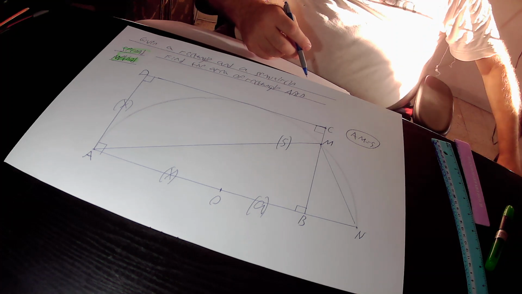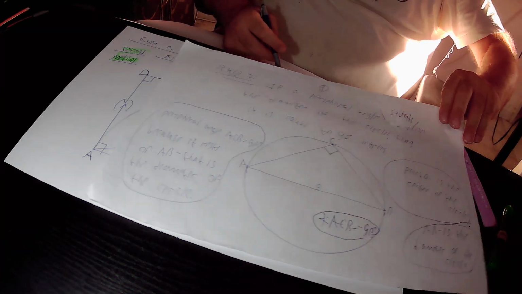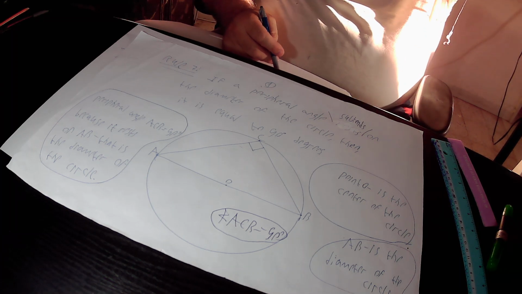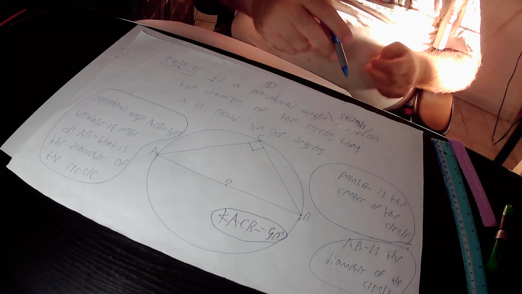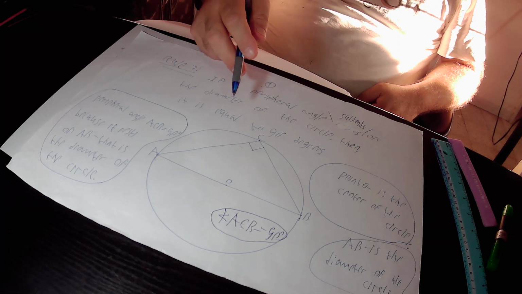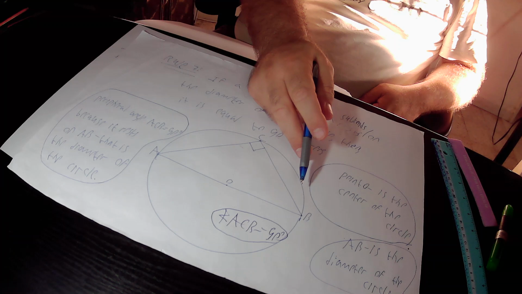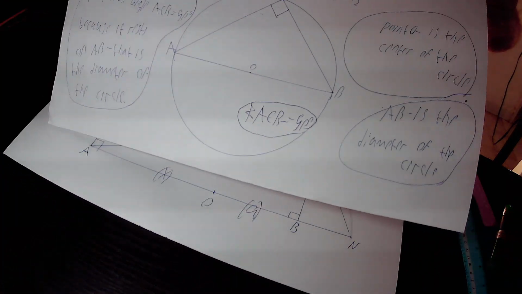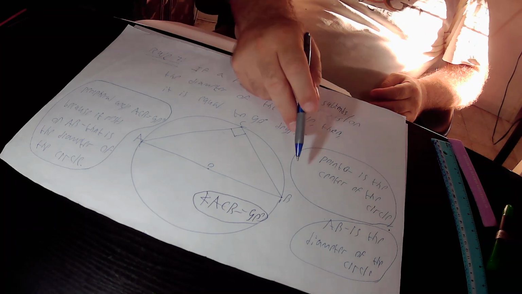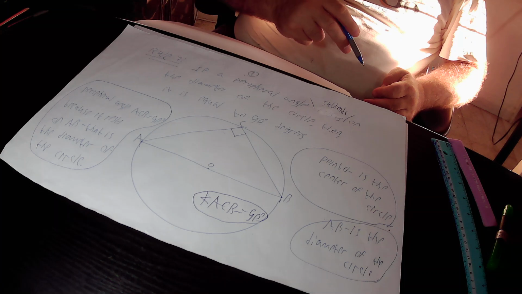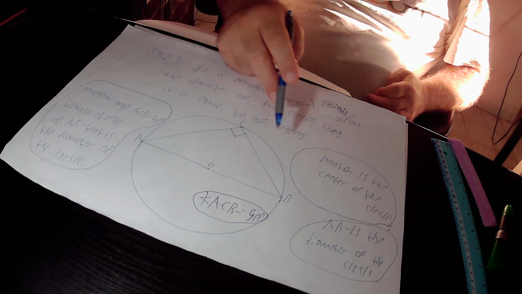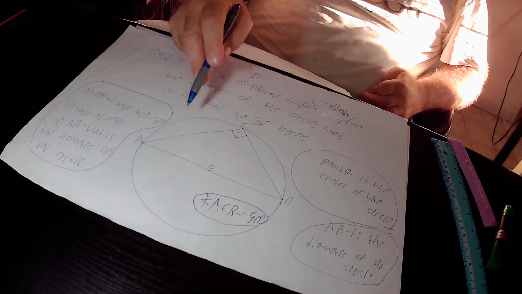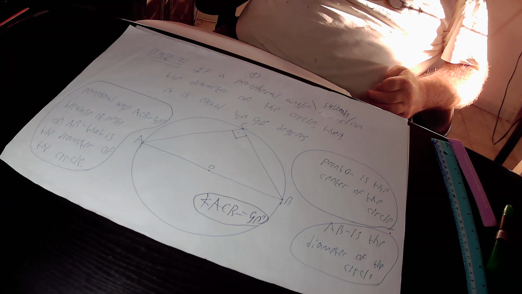So let me quickly repeat rule 7. According to rule 7, if a peripheral angle subtends the diameter of the circle, then it is equal to 90 degrees. So in the drawing, we have a circle. Inside this circle we have chord AB. Chord AB is the diameter of this circle, and because peripheral angle ACB subtends AB, the diameter of this circle, peripheral angle ACB must be equal to 90 degrees according to rule 7.